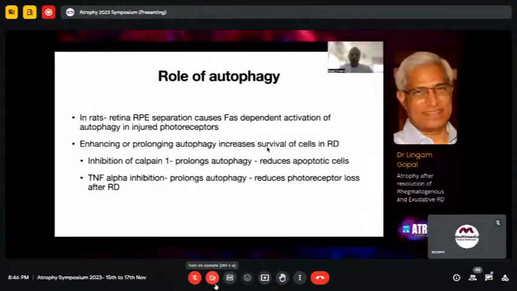Autophagy is supposed to be important in the damage to the photoreceptors in the sense that if one were to enhance or prolong autophagy, it seems to increase the survival of the photoreceptors following retinal detachment. And inhibition of calpain 1 and TNF alpha produces prolongation of the autophagy and thus indirectly reduces the photoreceptor loss.